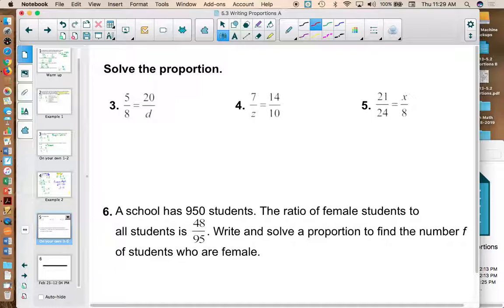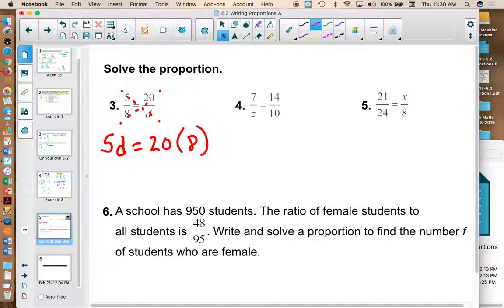Let me ask you this. Which would you rather do? Use the inverse operation or cross product? Which do you want me to work with? Cross product? Cross product says 5D equals. That's what cross product does. I'm taking cross product like this. 5 times D equals 20 times 8.